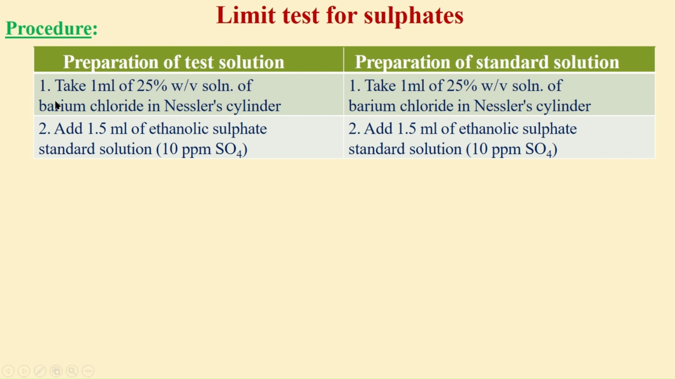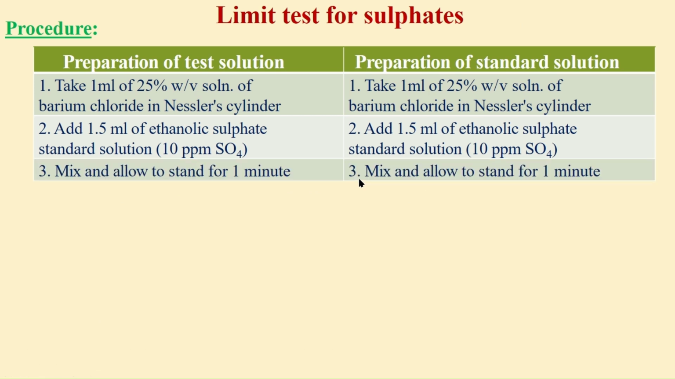Then we add 1.5 ml of ethanolic sulfate standard solution. This ethanolic sulfate standard solution has 10 parts per million of sulfate ions. As we know, why should this be added? It increases the sensitivity of the reaction. We added barium chloride, 1 ml, followed by 1.5 ml of ethanolic sulfate standard solution. We mix well and allow it to stand for 1 minute.